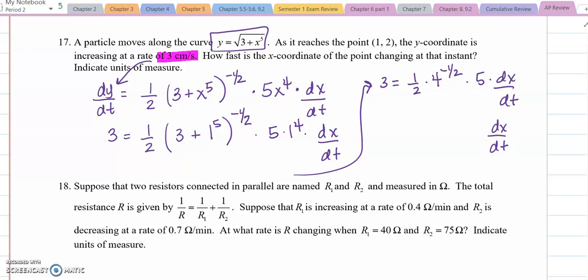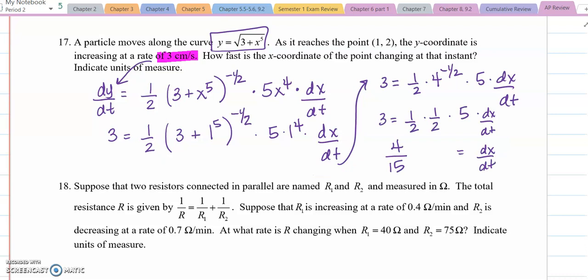Take a second and solve that equation for dx/dt. So I get 4/15. The last thing that they want us to do is indicate units of measure. So that's asking us what are the units for how the x-coordinate is changing. The units for the y-coordinate changing is centimeters per second, and we don't have any other units for the x. So this will be centimeters per second.